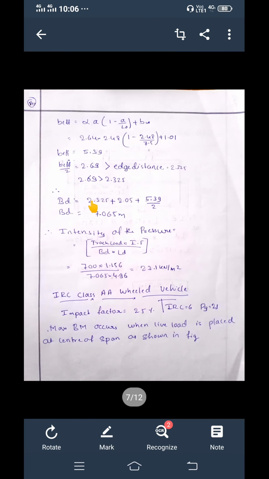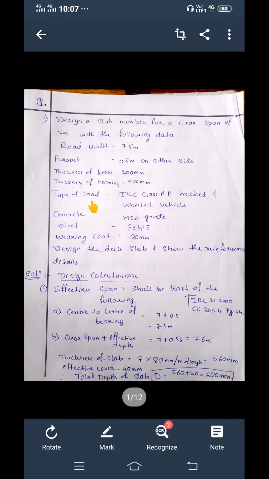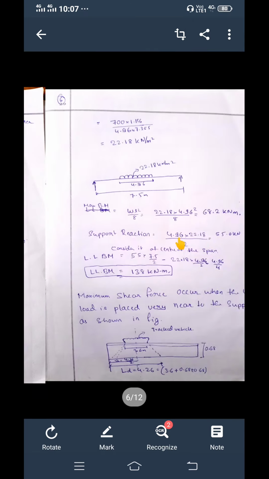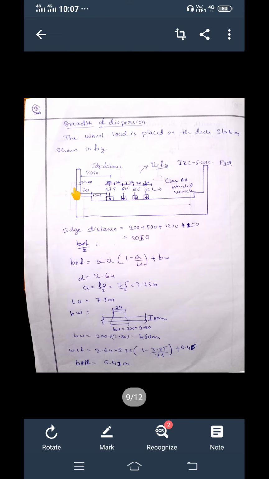this one is 500. Here you have mentioned 500 mm as the thickness of bearing. Thickness of bearing is 500 mm. Thickness of kerb is 200 mm. So in total, 700 plus 1200, the edge distance is equal to 2050.